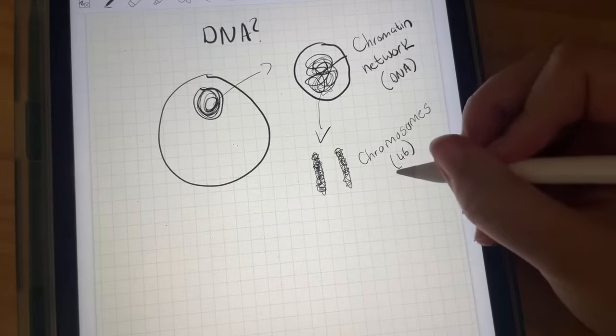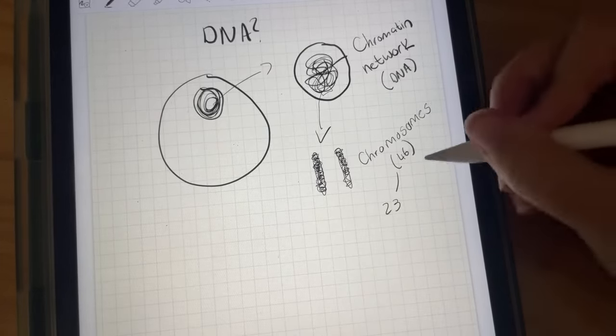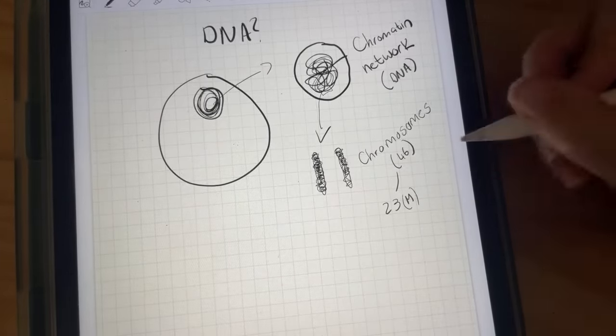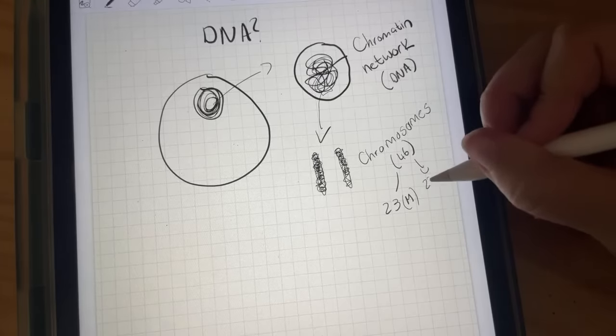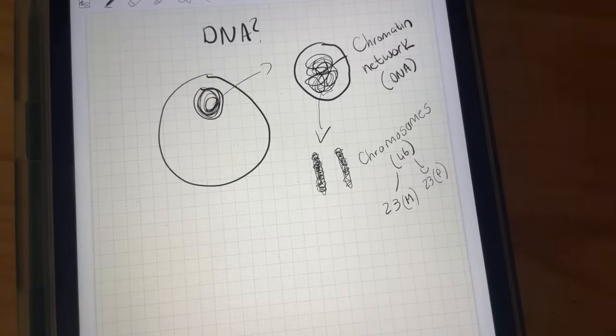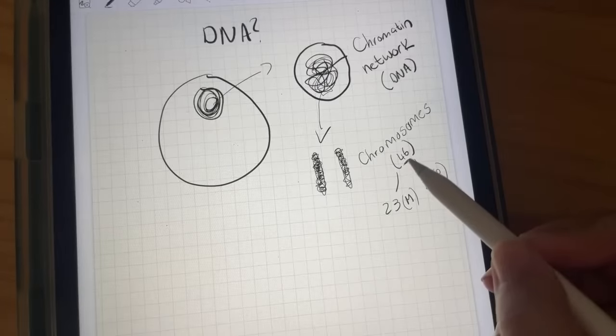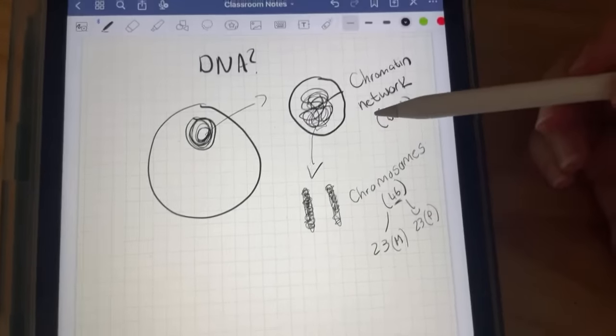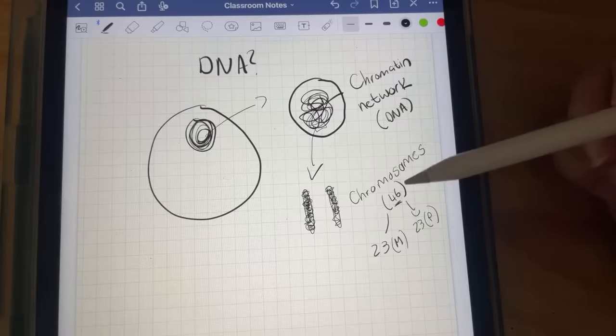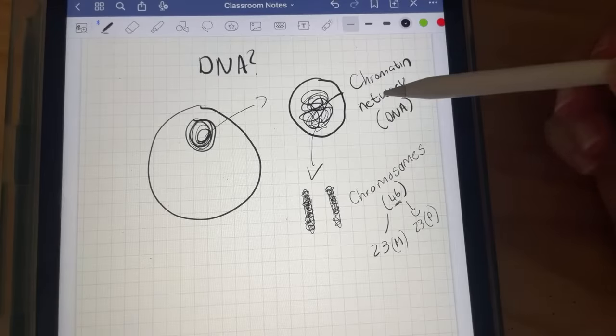Why do you have 46? Because 23 come from mom, and we call those maternal. And 23 come from dad, and we call those paternal. Now, this is your, let's call it your DNA fingerprint. I don't really like using that word, but it's what we use in common everyday language. It's your DNA profile, these 46 chromosomes. And a lot of confusion comes because we don't know the difference between a chromosome and a chromatin network.